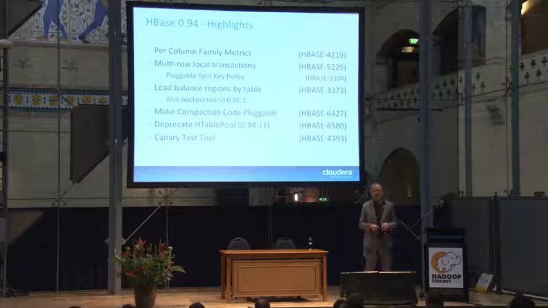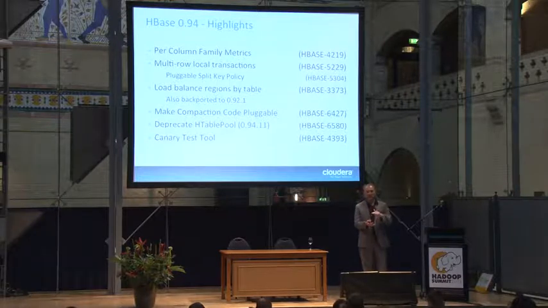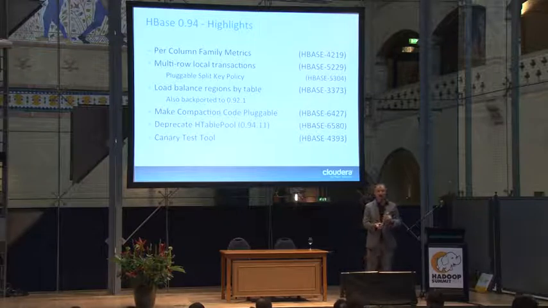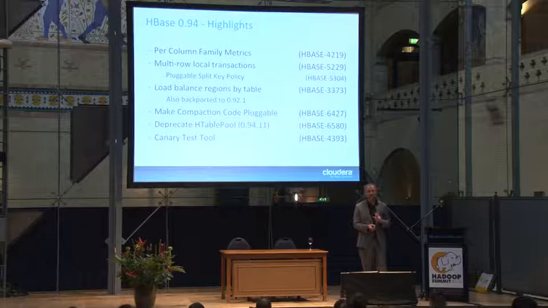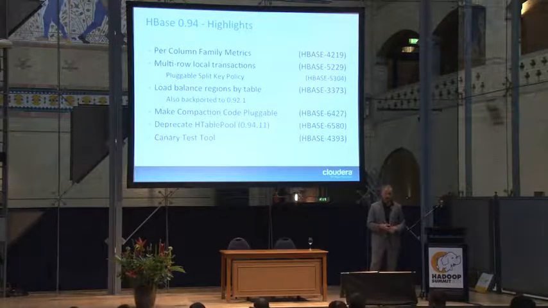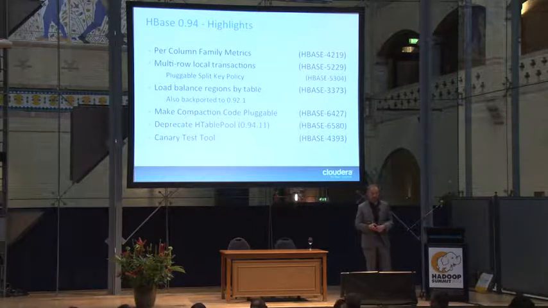With HBase, you have a way of saying a couple of rows, consider them an entity, keep them together, don't split them, and then you can update these couple of rows atomically. So you can actually update across multiple rows, and that feature went into 0.94 and also needed a few other things, for example this pluggable split key policy, but it's all in there and you can use this.